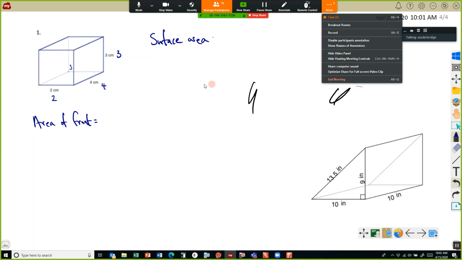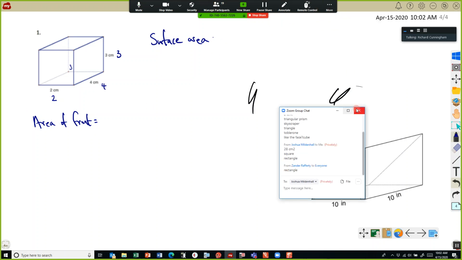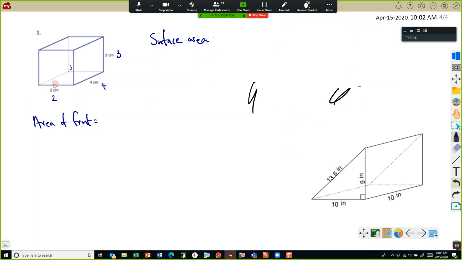So it's not a square, it's a rectangle. Good. How do I work out the area of a rectangle? Good. Length times width. So that's going to be 2 times 3, which is 6. Okay, what about the area of the back rectangle?